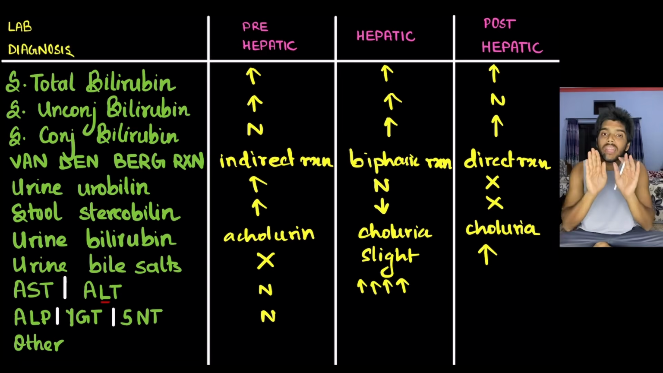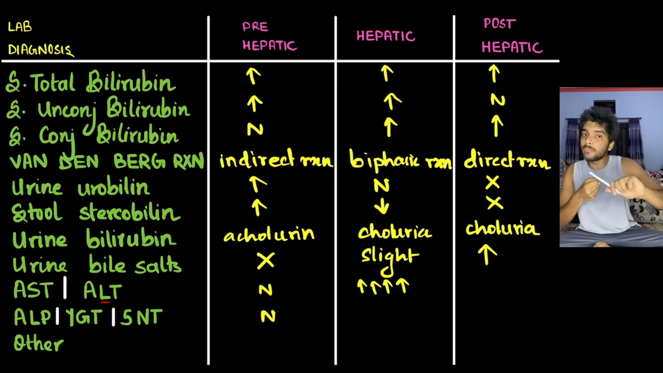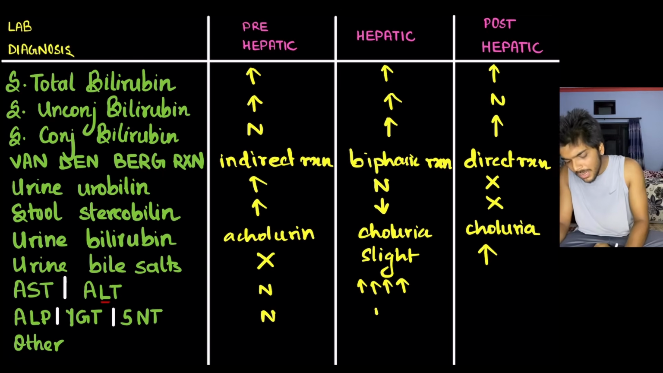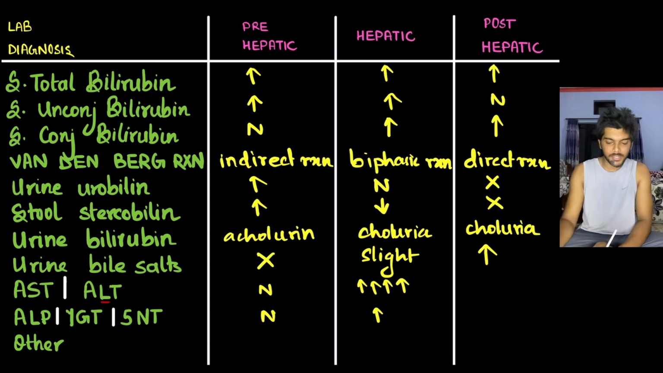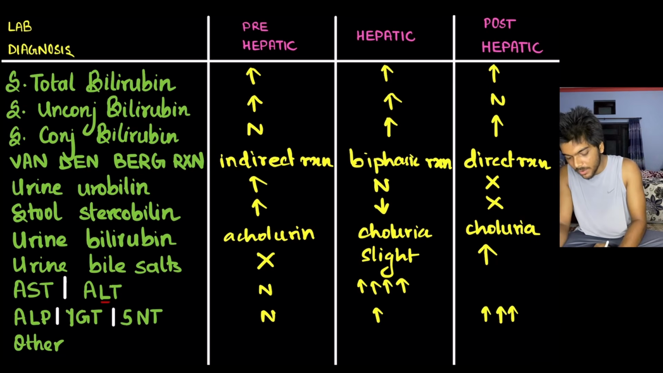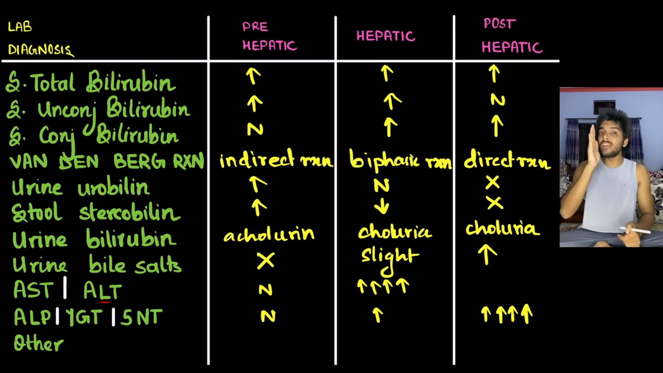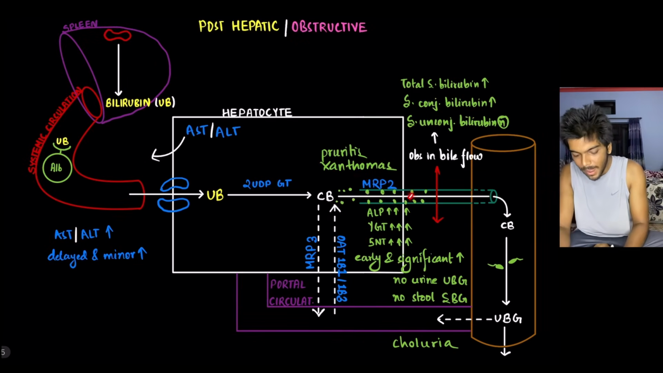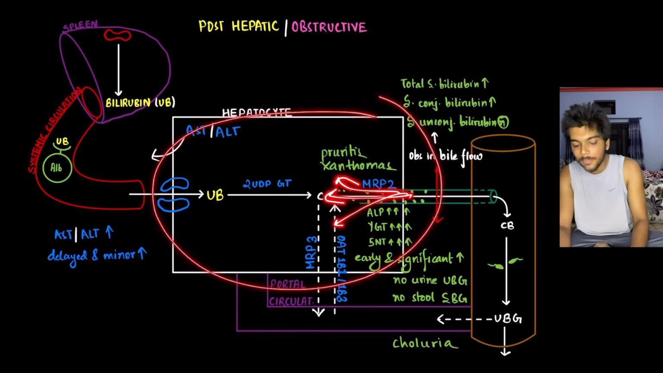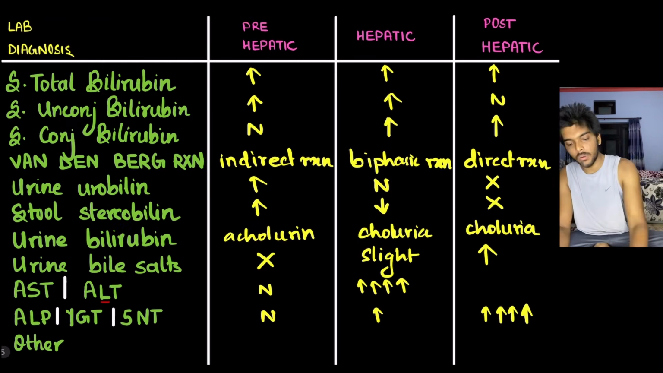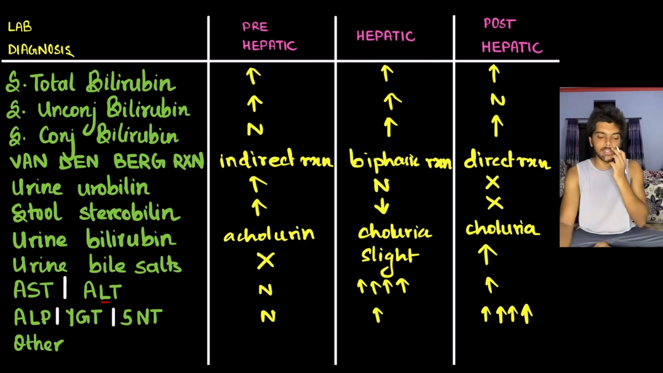But later on, due to swelling of the cell, compression and blockage of the bile canaliculi, the bile canalicular enzymes get pushed back into the cell and into the circulation. So delayed and minor rise takes place. As for post-hepatic jaundice, due to obstruction to the bile flow, due to cholestasis, there is significant and early rise in ALP, gamma GT, 5-NT, or basically bile canalicular enzymes. But later on, the bile salt that gets regurgitated back will damage the cell as well, and the AST, ALT leaks out. So there is delayed but slight rise in AST, ALT.